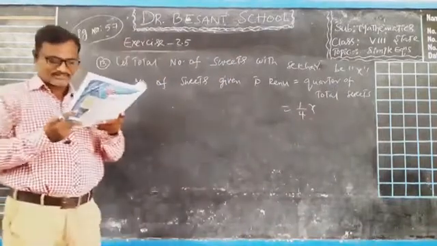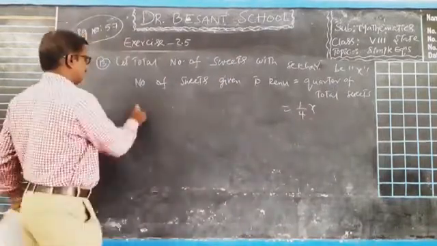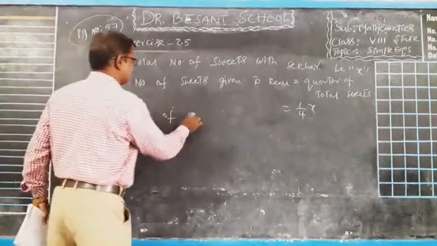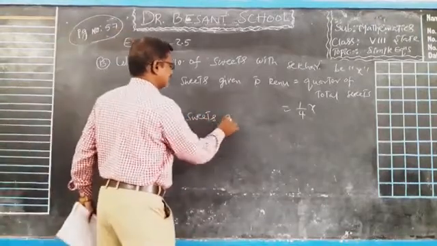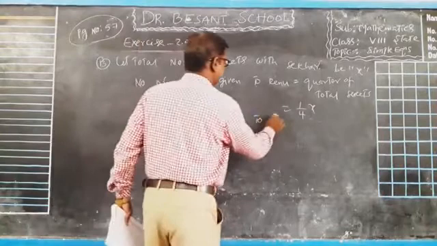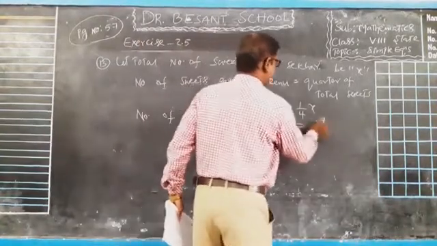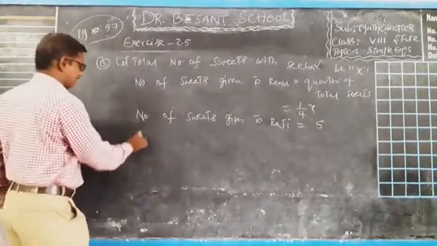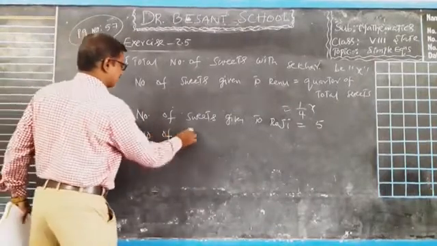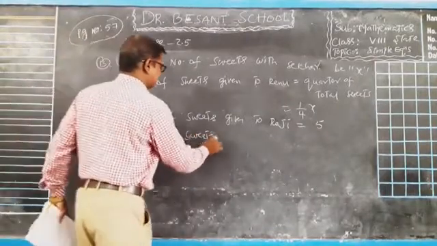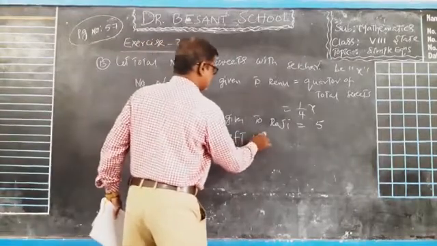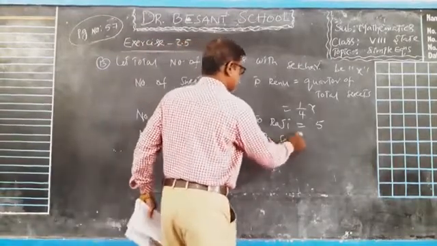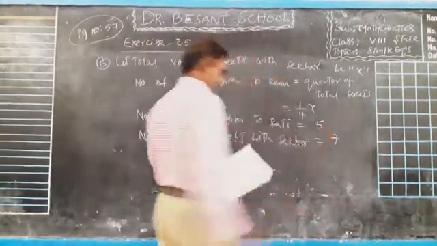And also the number of sweets given to Raji equals 5. He has 7 sweets left. Number of sweets left with Shaker equals 7.